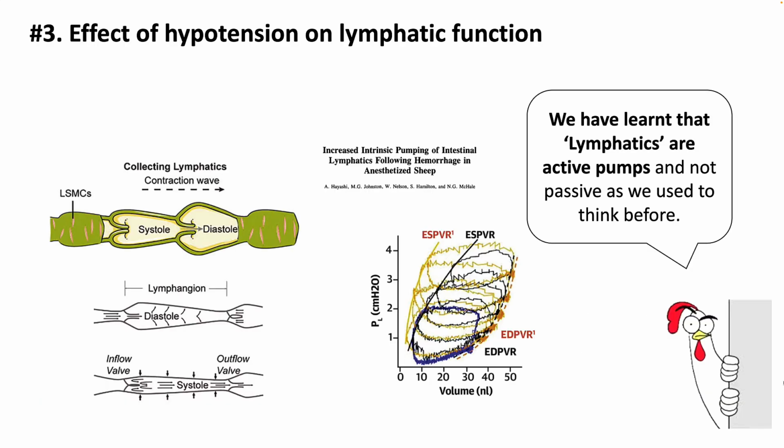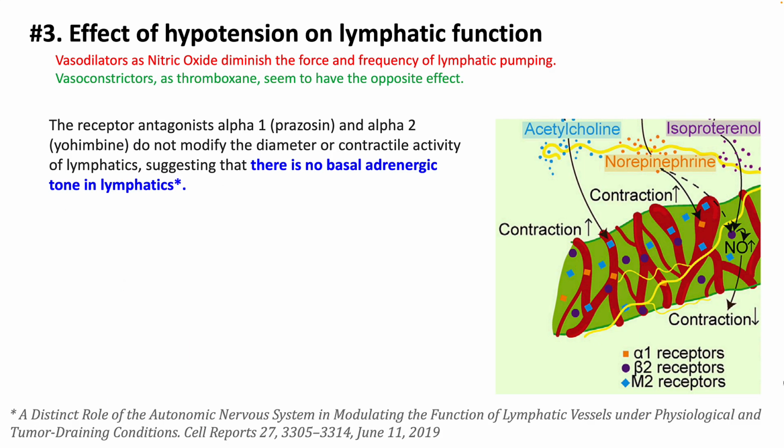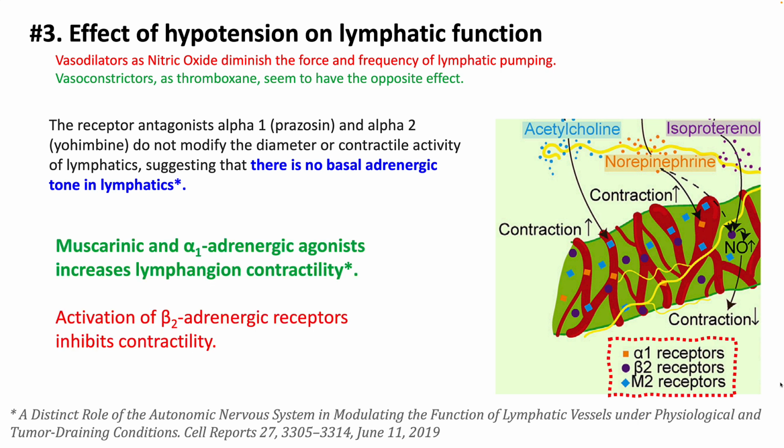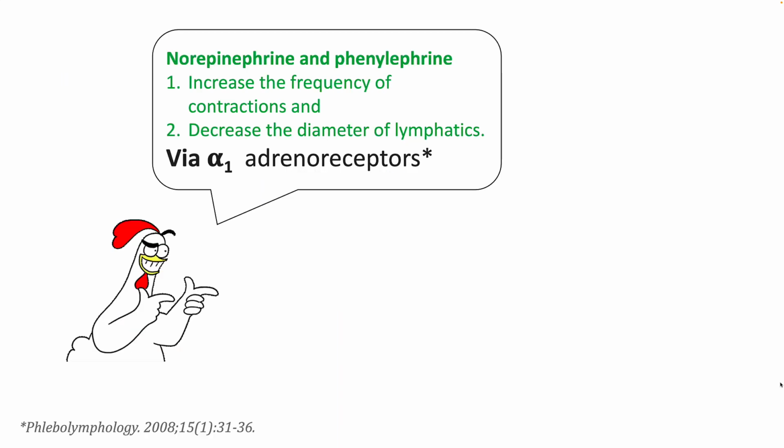Let's look at the effect of hypotension on lymphatic function. In the previous lecture, we learned that the lymphatics are an active pump and not passive, as we used to think before. The lymphatics are endowed with multiple receptors like alpha-1, beta-2, and muscarinic receptors. Stimulation of muscarinic and alpha-1 adrenergic receptors results in increased lymphatic activity, while the activation of beta-2 adrenergic receptor results in inhibition of the contractility.